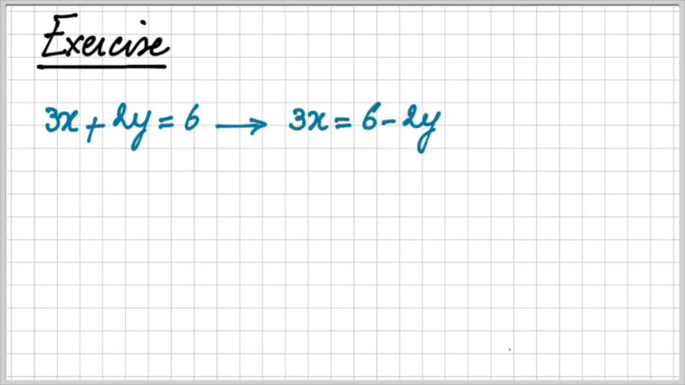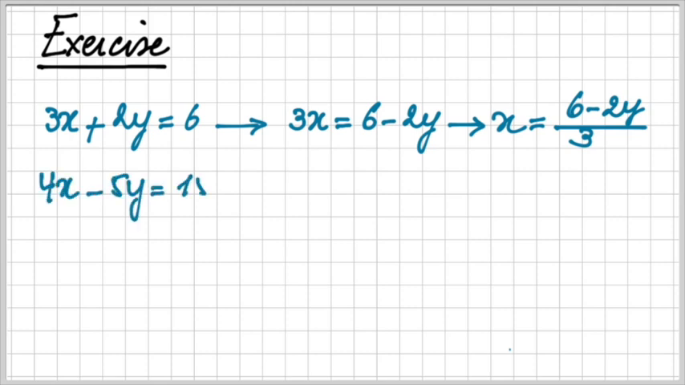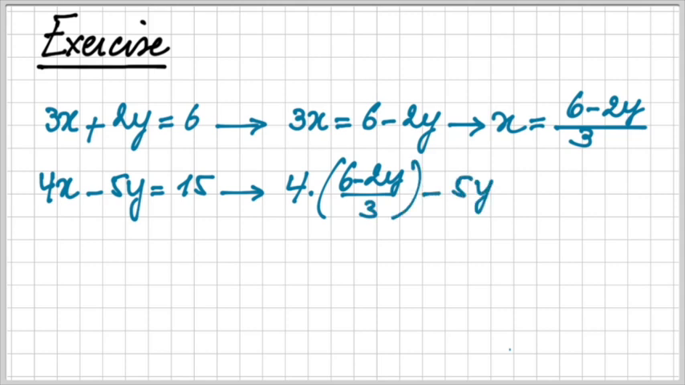Here we have 3x plus 2y is equal to 6, so we start with the substitution method. We keep 3x on the left hand side, and we bring 2y to the right hand side. So we find 3x is 6 minus 2y, which gives us an expression of x: x is (6 minus 2y) divided by 3. And we replace this value in the second equation. So we put x equal to (6 minus 2y) divided by 3 in this equation. So what we find is 4 times (6 minus 2y) divided by 3 minus 5y is equal to 15.